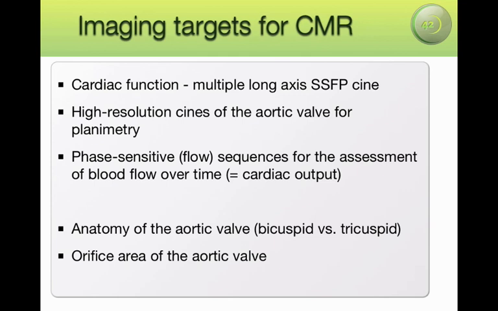The anatomy of the aortic valve has to be described, bicuspid versus tricuspid. The orifice area in aortic stenosis needs to be quantified. And of course, in aortic regurgitation, the regurgitant volume and the regurgitant fraction are our main imaging targets.